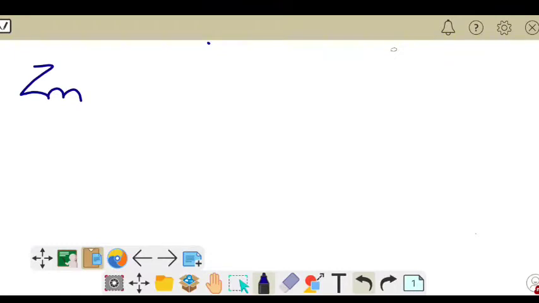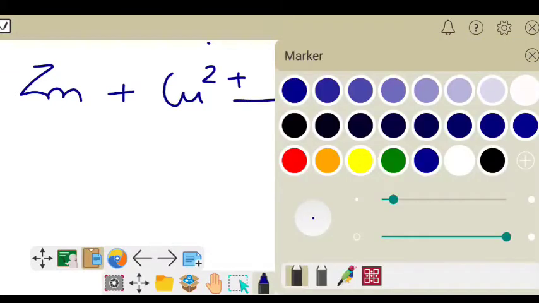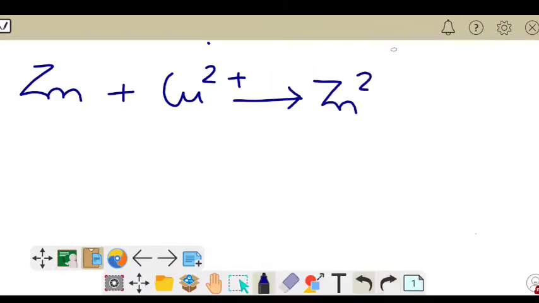Zn plus Cu2+ gives Zn2+ plus Cu. As you can see, the copper 2 positive is getting reduced to Cu and Zn is getting oxidized to Zn2+. If we consider the zinc only, then the zinc metal is converted to the ion form.